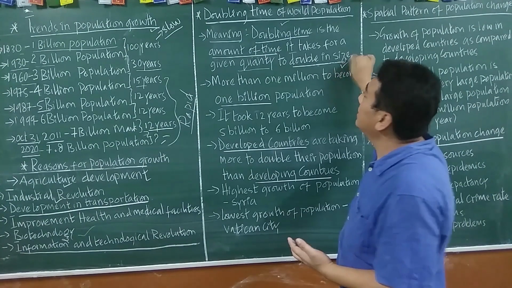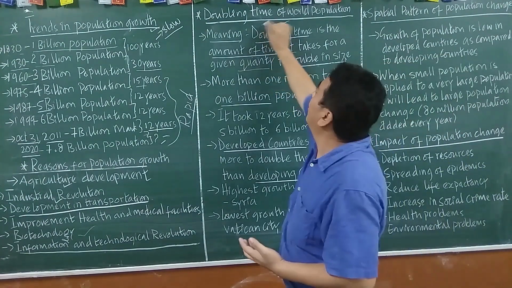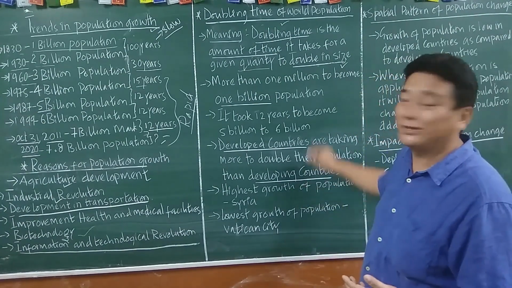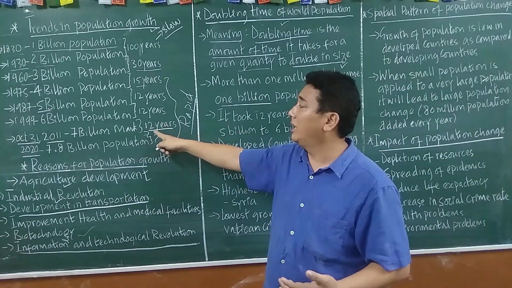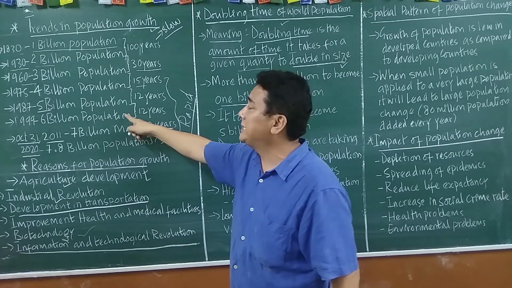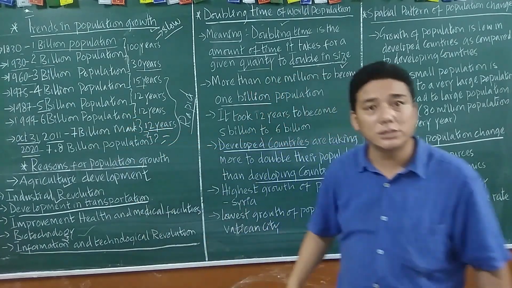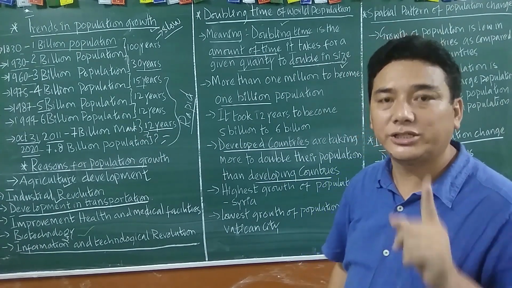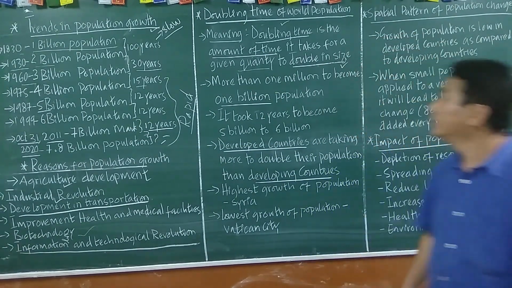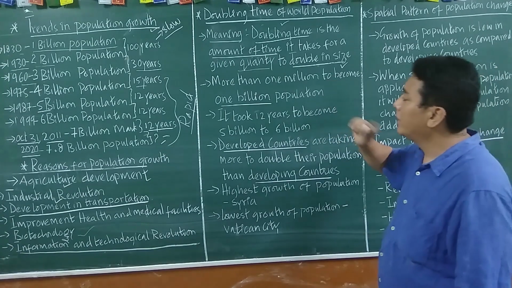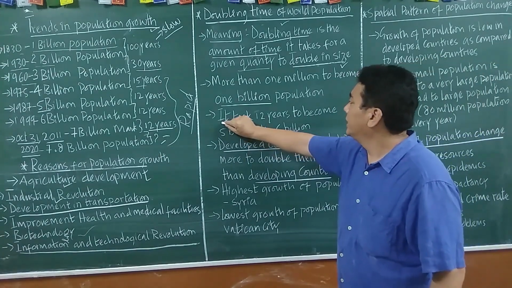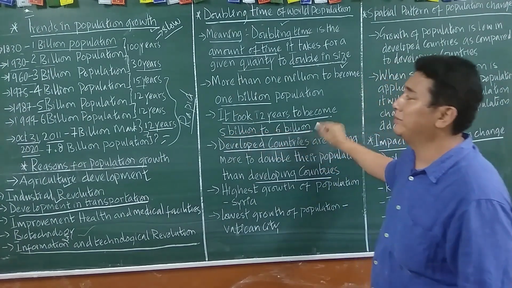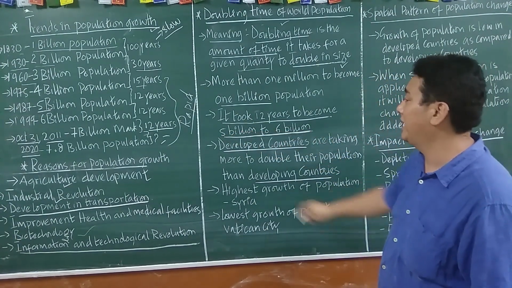Looking at the doubling time of world population, there was 6 billion and then 7 billion. It has taken 12 years. For the 1 billion mark, it took more than a million years. It took 12 years to go from 5 billion to 6 billion. That's a big population.